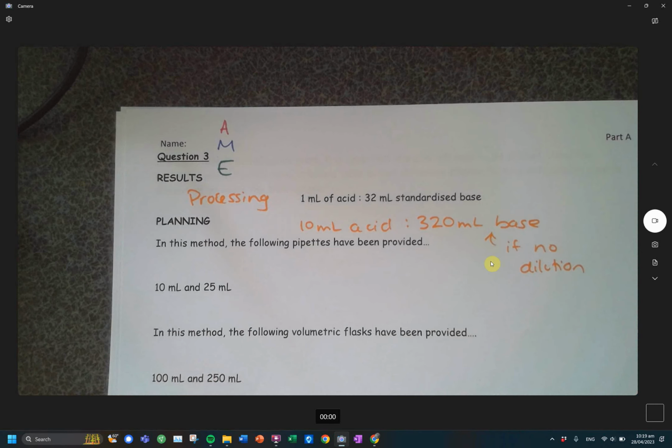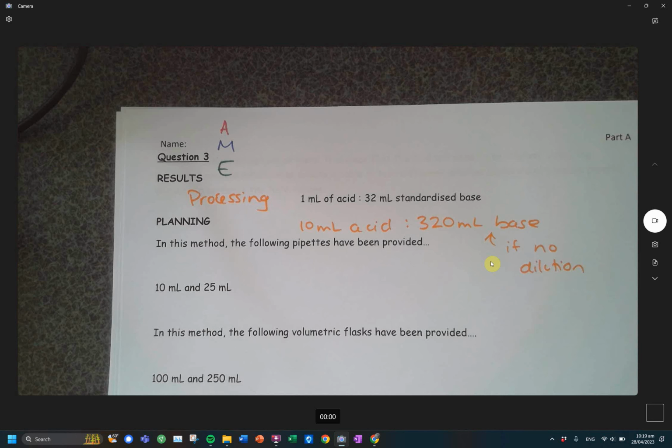Do we see that there is a problem here? I cannot use that much base in one titration. It'll burn through reagents. It will also mean that I'm refilling my burette, and my burette can only hold 50 mils. So I'm going to be refilling it a lot of times. And each time I refill it, I'm increasing that chance of mistakes.